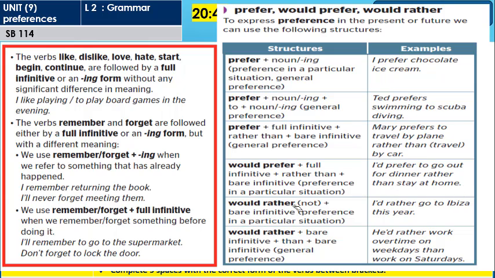Would rather or would rather not plus a bare infinitive is used for preference in a particular situation. I'd rather go to Ibiza this year. Would rather can also be followed by a bare infinitive and a second bare infinitive, and here it expresses a general preference. He would rather work overtime on weekdays than work on Saturdays.